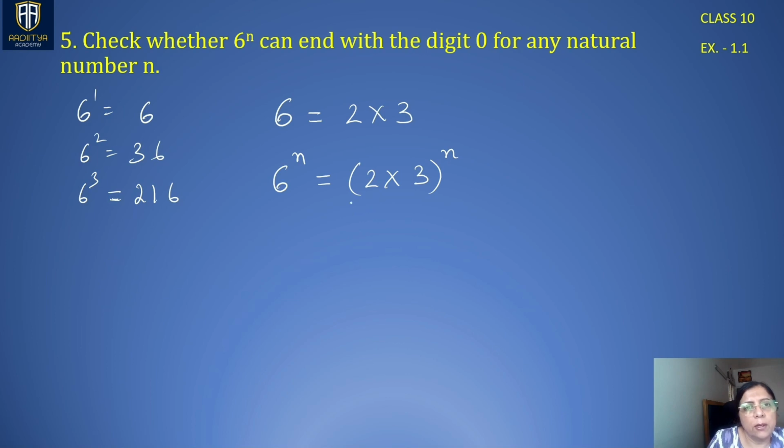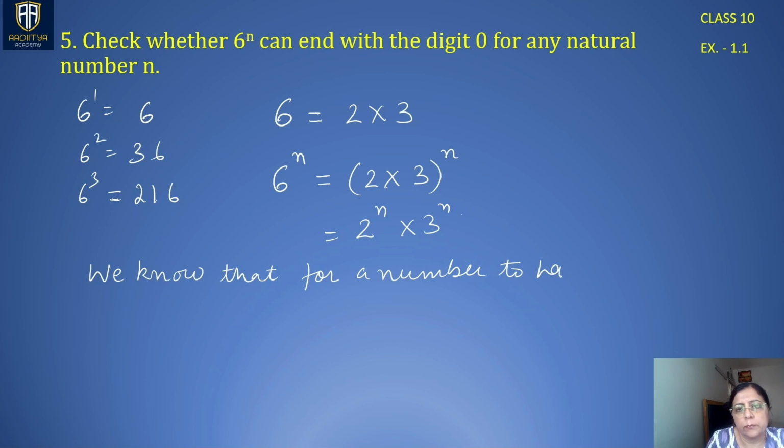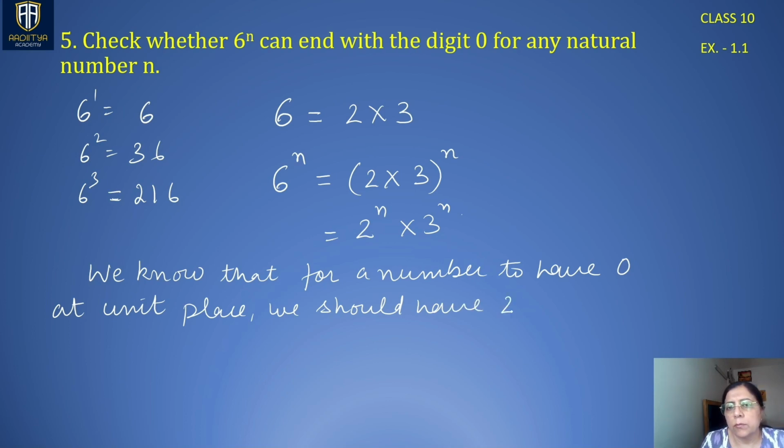Right? So from here we can see that this is 2 to the power n multiplied by 3 to the power n. So he's asking whether we can have 0 at the unit place or not. We know that for a number to have 0 at unit place, we should have 2 multiplied by 5. We should have a combination of 2 and 5, since we can have multiple prime factors.